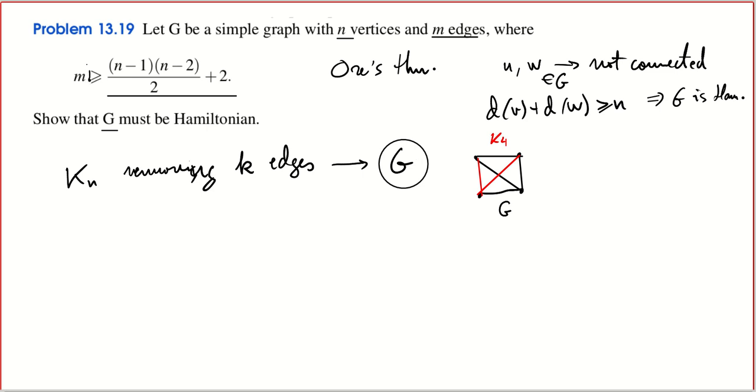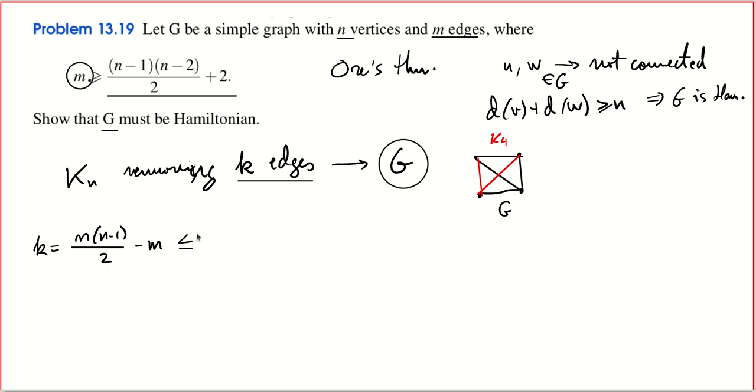We know that this graph has m edges. So how many edges do we have to remove from Kn in order to get this one? Well, the total number of edges of this complete graph is this. So we have to subtract m, the total number of edges of the graph G, and that would be k, the total number of edges that we have to remove. But we don't know m, though we know a lower bound of m. So if we replace m here, and instead of subtracting m, we subtract this lower bound, what we have is an upper bound for the number k.